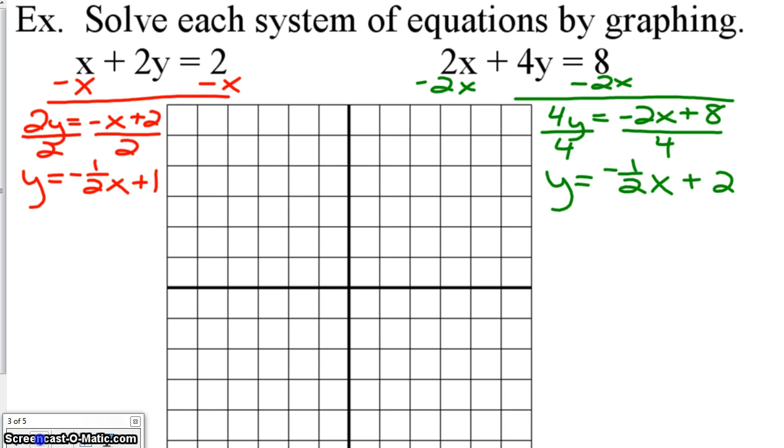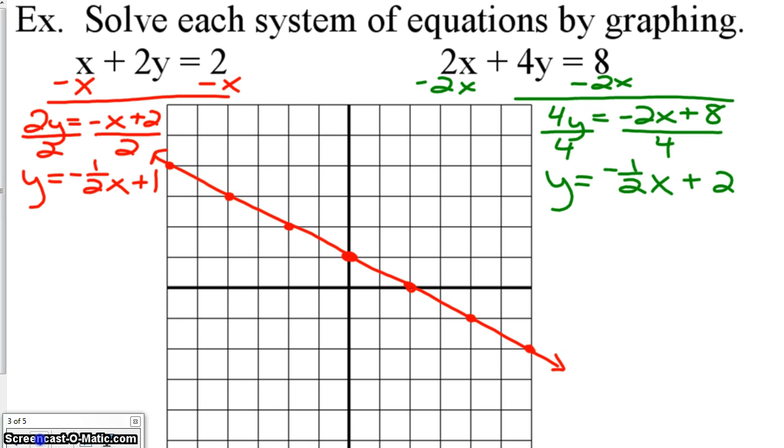When we graph our two equations, again we start with our y-intercept for our red line at positive 1. And we can see our slope is negative 1/2. So down 1, right 2. Down 1, right 2, or up 1, left 2, up 1, left 2. Connect the dots, and there is our red line.